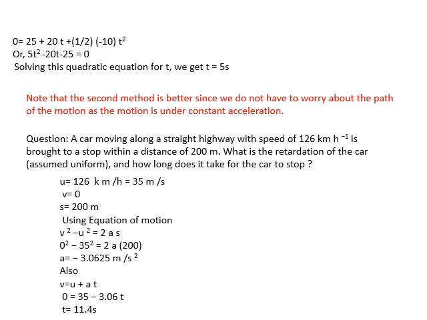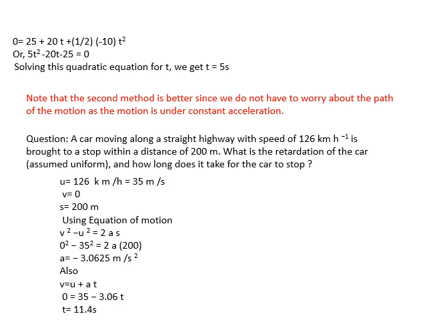Now let's do another problem. A car moving along a straight highway with speed of 126 km per hour is brought to a stop within a distance of 200 meters. Now note that here the distance is in meter and the speed is given in kilometer per hour. So firstly you have to convert this kilometer per hour into meter per second. And you have to find what is the retardation of the car, assumed uniform, and how long does it take for the car to stop.